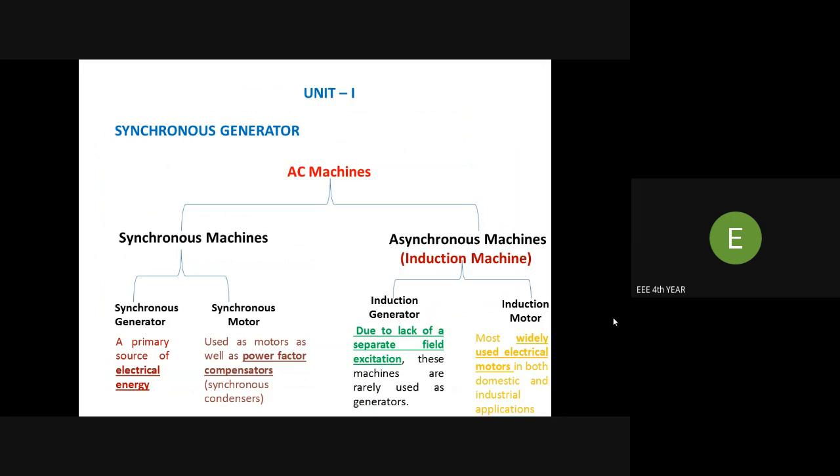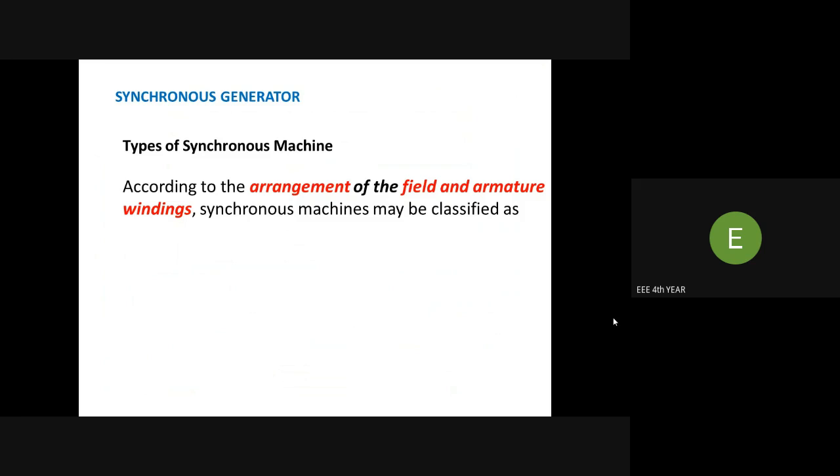Today we discuss only the synchronous generator. We already discussed the definition of the synchronous generator: it is an electrical machine which converts mechanical power into electrical power. It works on the principle of Faraday's law of electromagnetic induction. The types of synchronous machine, both synchronous generator and synchronous motor, depend on the arrangement of the field and armature winding. The synchronous machine consists of two windings, the field winding and the armature winding or stator winding.